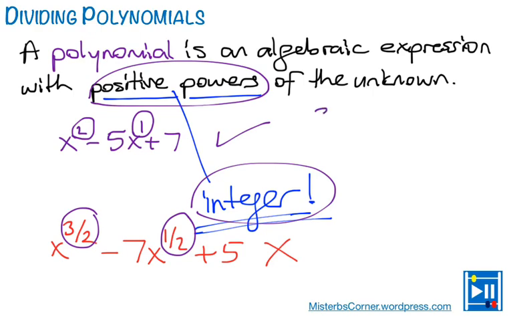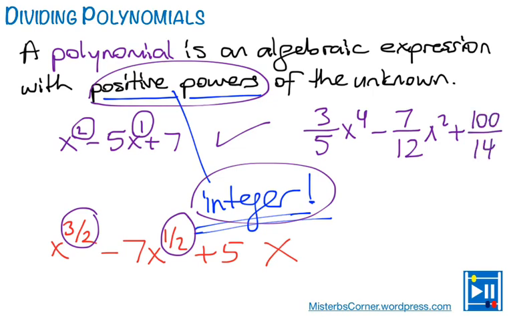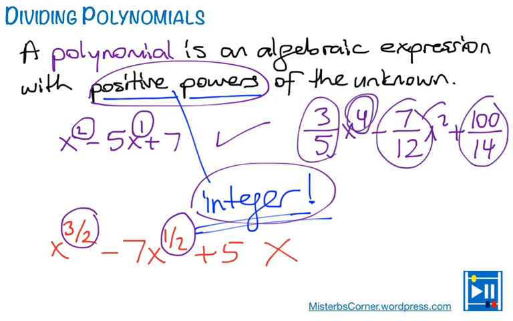So I can go like 3/5 of x to the power of 4 minus 7 over 12 x squared plus 100 over 14. I'm just making it up. So this is a polynomial. I don't care what the coefficients are. All I care is the powers. Are they positive? Yes. Are they integers? Yes. So these are polynomials.